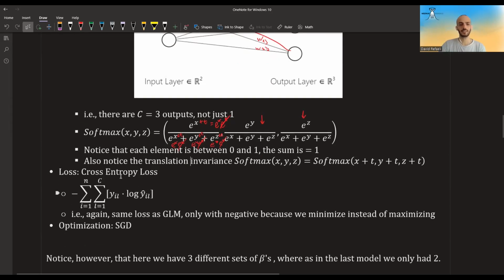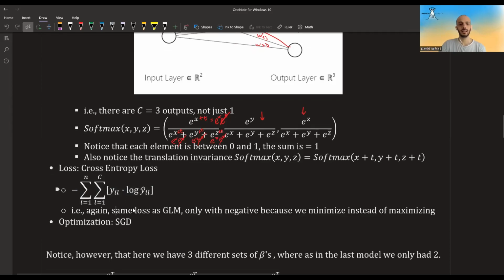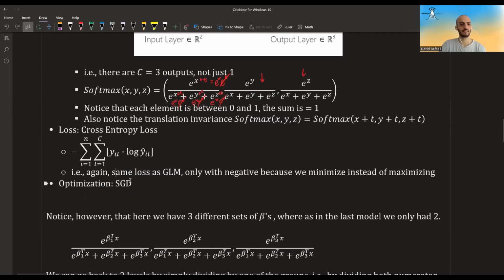Okay, the loss that we will use is called the cross entropy loss. It is denoted like this. It's very similar to the binary cross entropy loss from the previous video. Notice that again, it's exactly the GLM loss. It's exactly what we would get from looking at the log likelihood, only again with a negative sign, because we minimize this and not maximize the log likelihood. And the optimization we are doing is stochastic gradient descent as opposed to Fisher scoring.